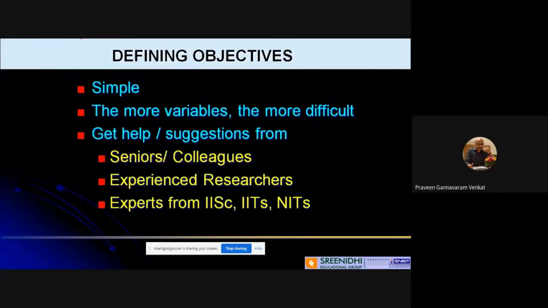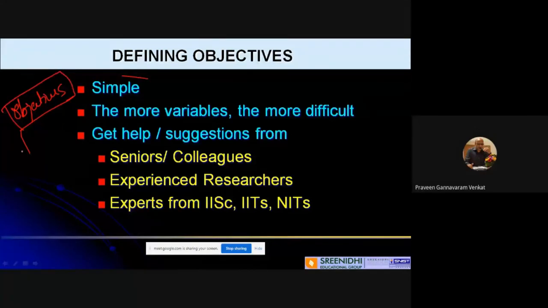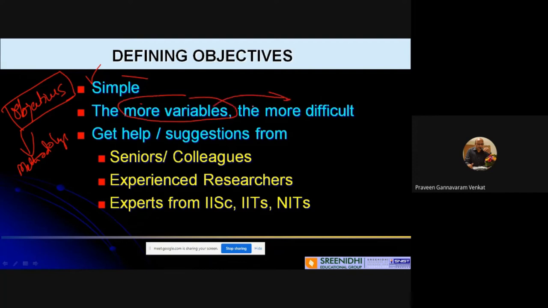So defining objectives is most important. To fulfill these objectives, we have to go for the methodology. First of all, these objectives are most important. Objectives should be simple, and there should not be more variables. More variables may lead to difficulty.